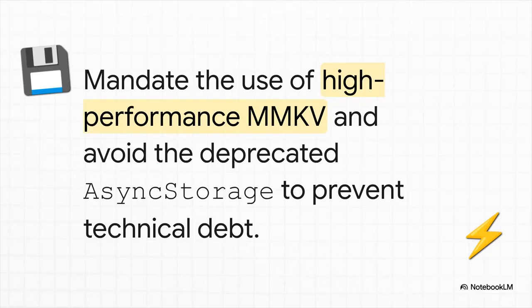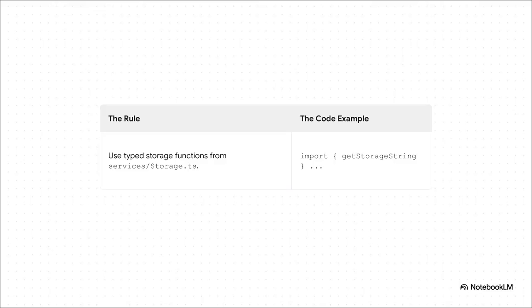And you can apply the same logic to something as basic as local storage. Maybe your project uses the super high-performance MMKV library instead of the old, slower async storage. By making your custom MMKV utilities the official standard, you're building a guardrail. The AI will now never even suggest using the deprecated async storage, which means you're stopping technical debt before it even gets a chance to exist.